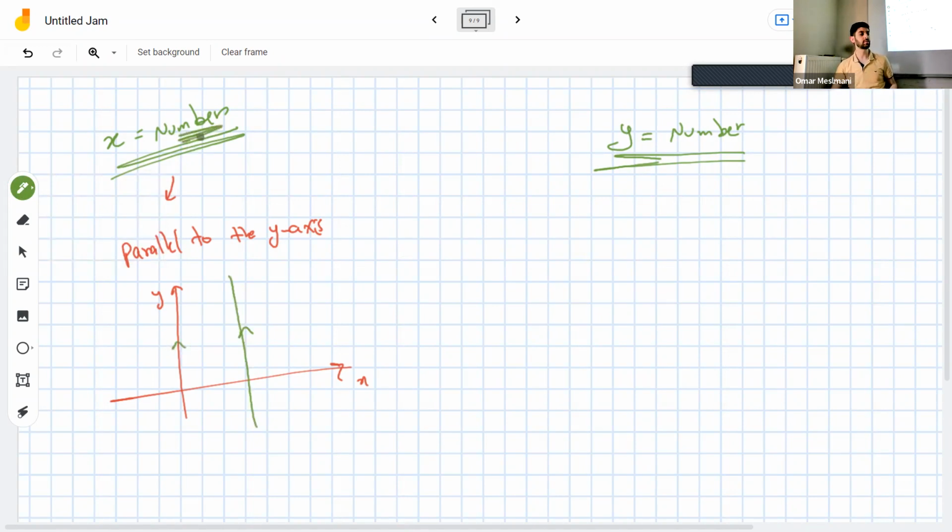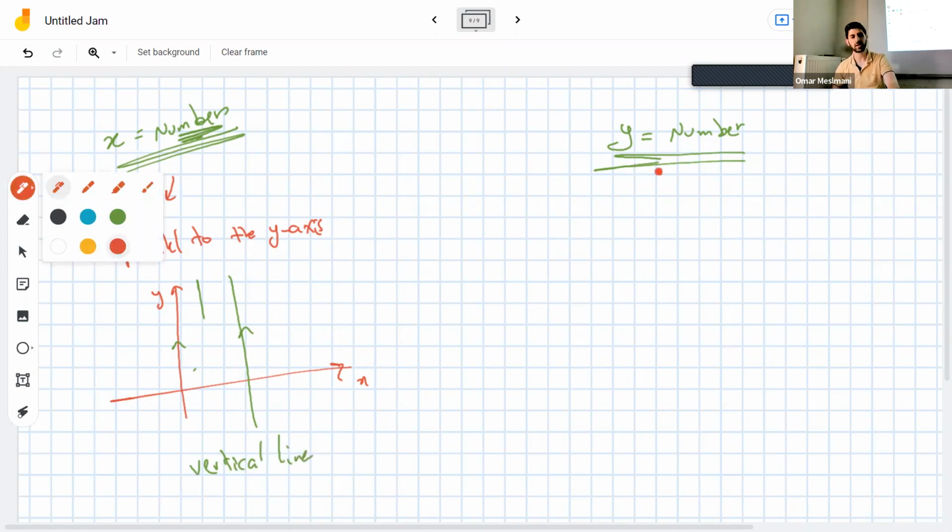It depends on what number it's saying. For example, if it's saying that x equals 1, you have the line like this, right? If you have x equals 5, you have a line like this. You count 1, 2, 3, 4, 5, and you draw a line like this. So whenever you have x equals number, it is going to be parallel to the y-axis. And this is what we call a vertical line.